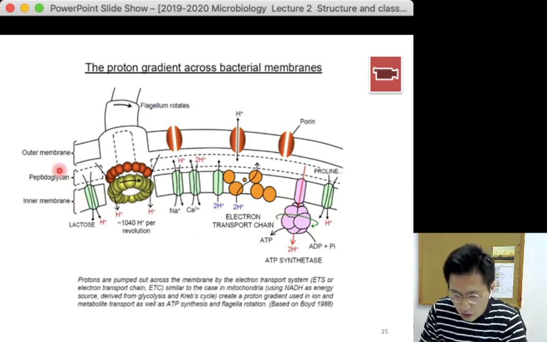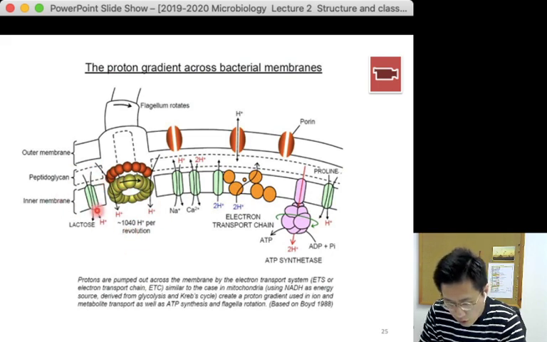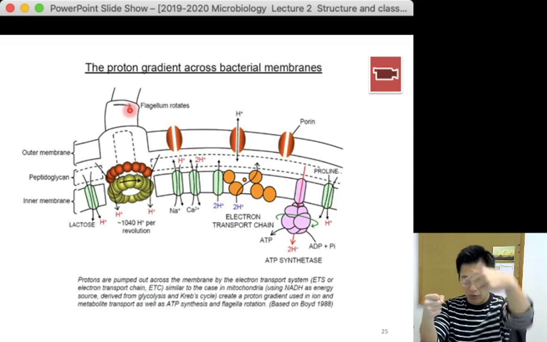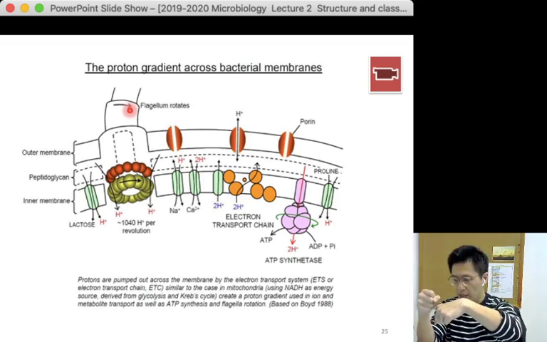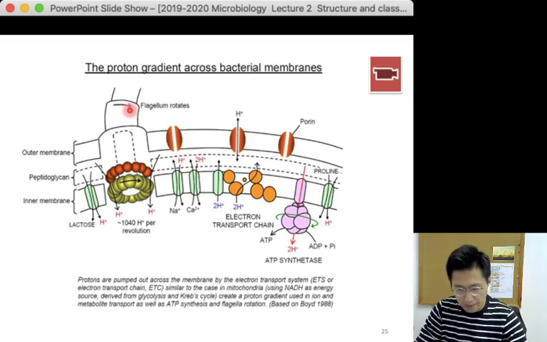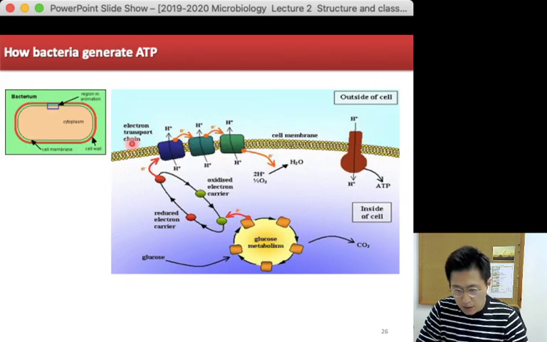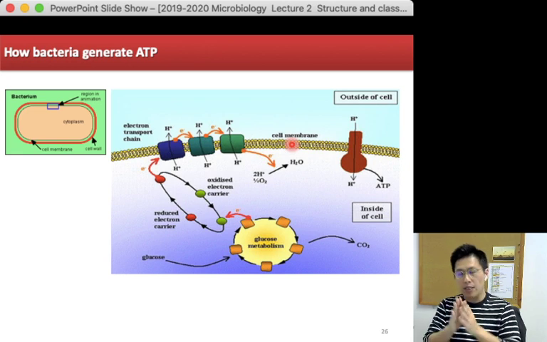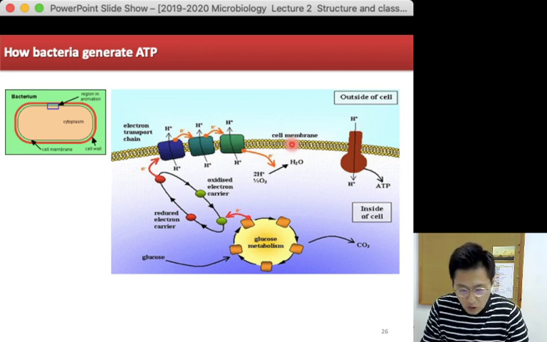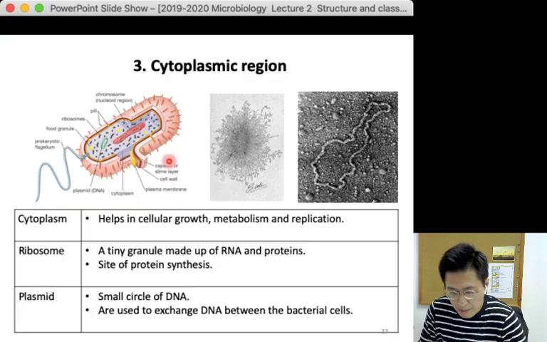And the hydrogen pump, so the hydrogens will go down through the motor. The motor turns, and eventually the flagella can rotate. So this is rotation. This is the way the bacteria generate ATP, because bacteria do not have mitochondria. So this is how they generate ATP.